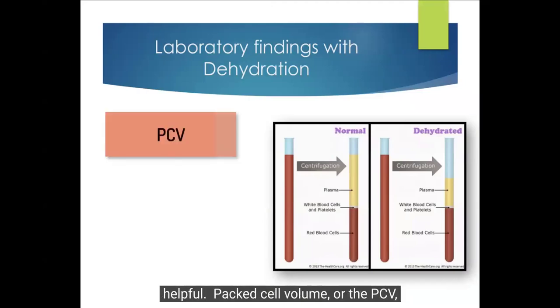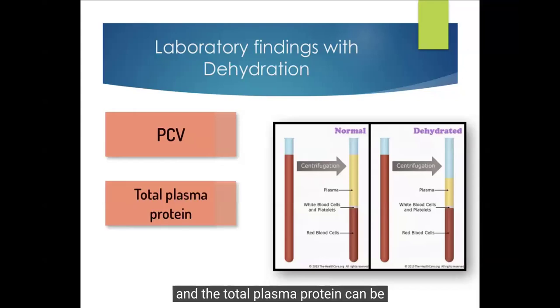Packed cell volume, or the PCV, and the total plasma protein can be quickly performed and require only a few drops of blood. A combination of an increase in total protein and an increase in the PCV suggests intravascular dehydration. Keep in mind that pre-existing anemia may alter the results by changing the number of red blood cells, so it's recommended to always test the total protein concurrently with the PCV.